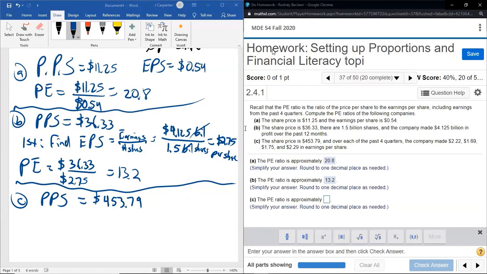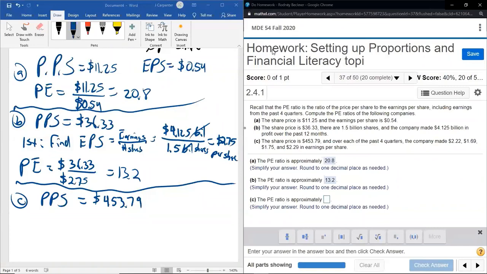Well, in fact, trick answer, none of them. Also, all of them. I know that might sound weird, but hear me out. Over each of the past 4 quarters, so for the first 3 months, say, and it doesn't have to be January, February, and March, but let's just say it is, they made $2.22 per share. April, May, June, $1.69 per share. July, August, September, $1.75 per share.